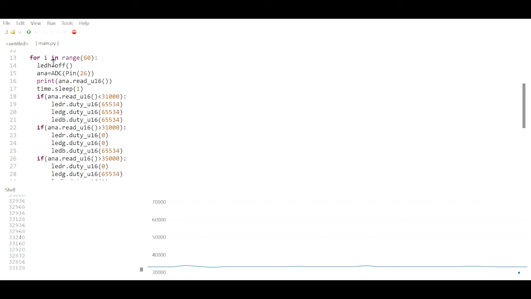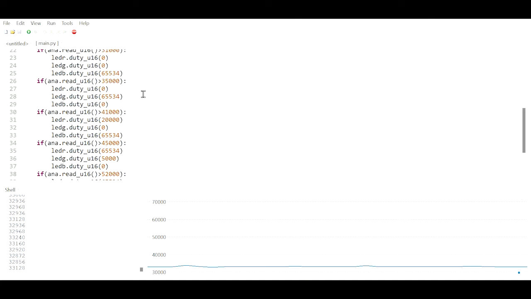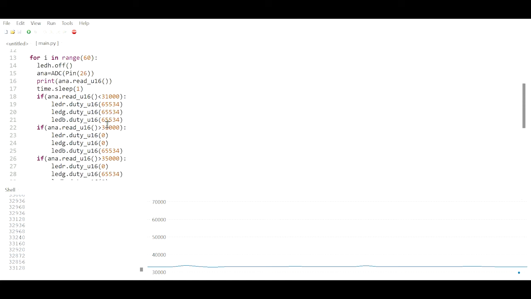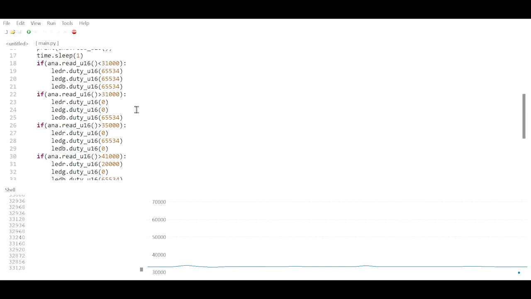That's why I've written the next line, a for loop. It will repeat 60 times, giving a delay of 1 second. After 1 second, the count will increment. During these 60 cycles, it will also print the ADC value, and it will also compare it. If it's less than 31,000, that means the air is pure and the white LED will turn on. And if the value rises above 31,000, then red and green will turn off and the blue LED will turn on.